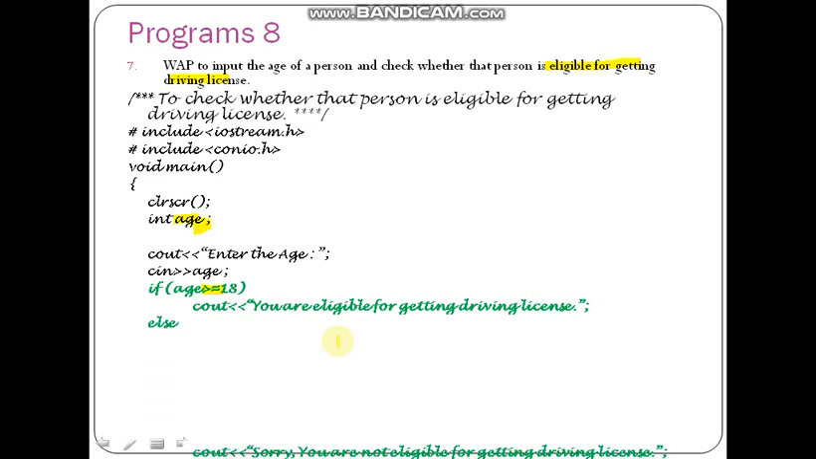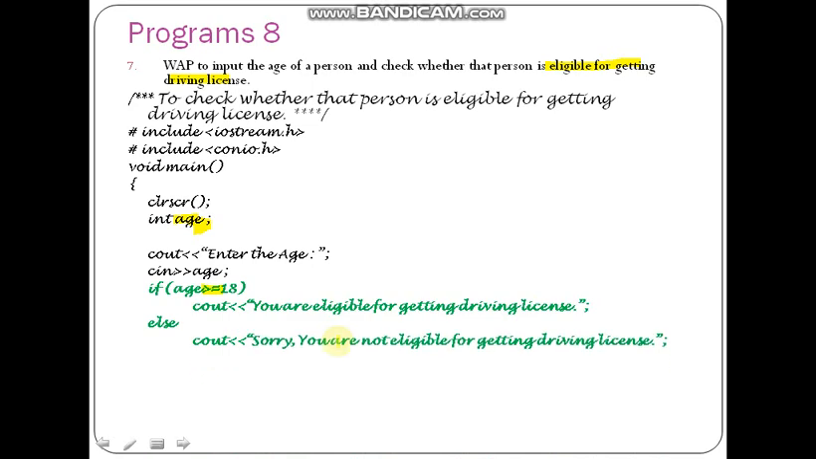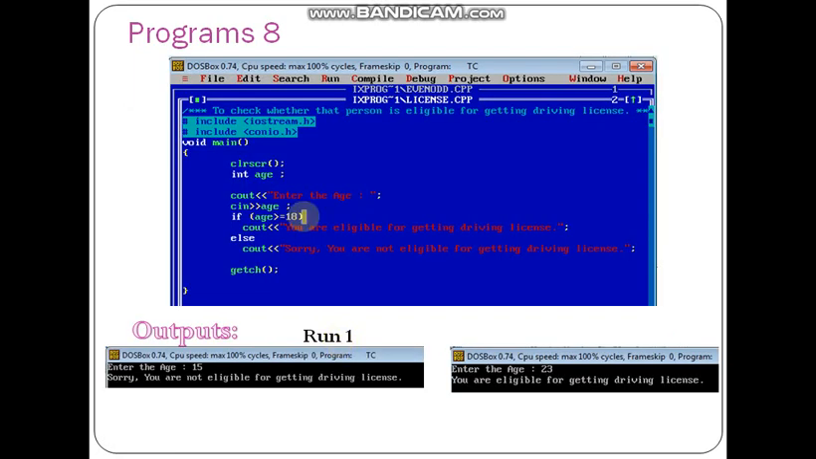Otherwise can be mentioned by using the else. Sorry, you are not eligible. That message is given. Now let's run this program. When we run the program, in the first run I entered the value 15. Look at the message, sorry, you are not eligible. When I entered 23, I got the message, yes, you are eligible for getting the driving license.